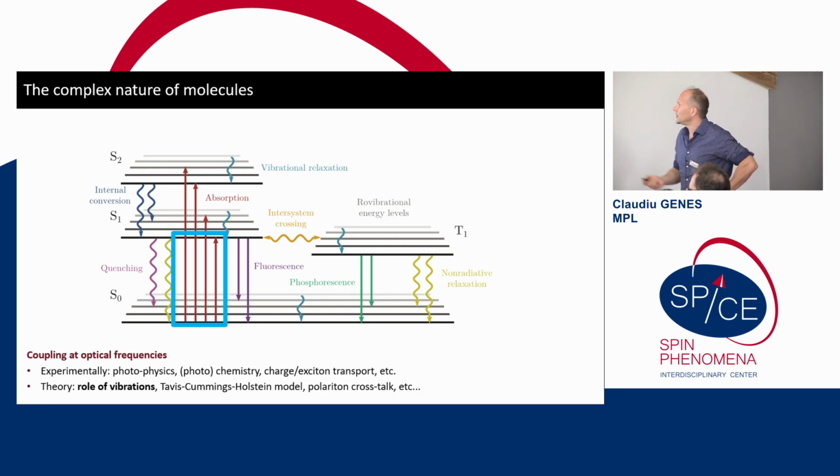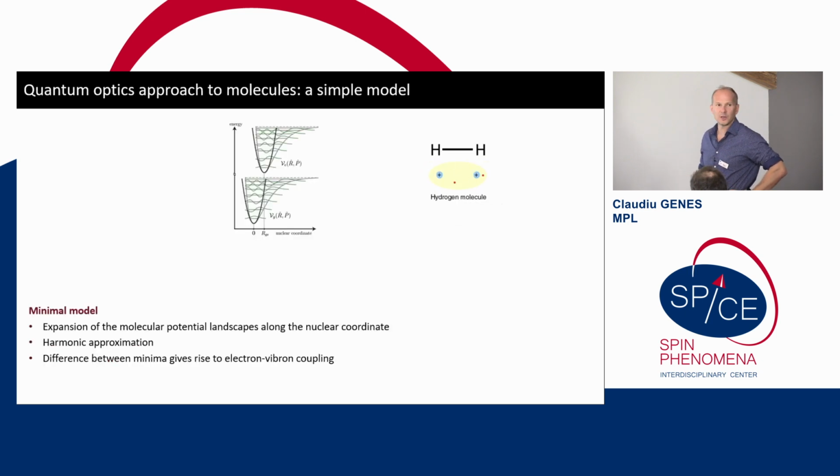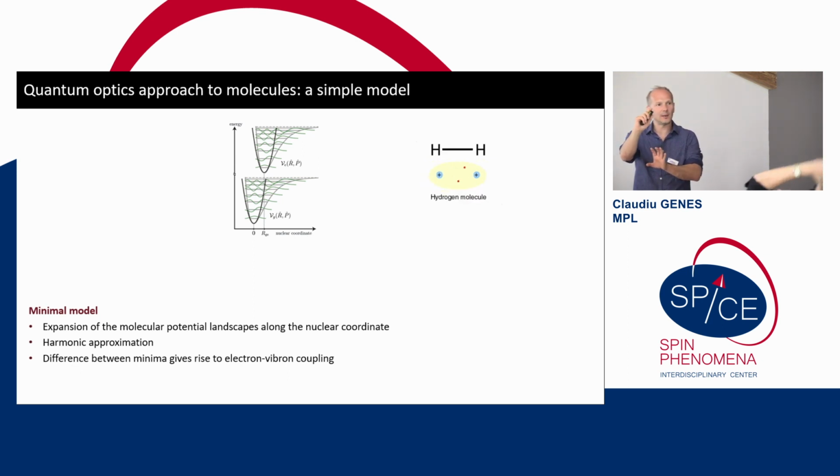Good. So now let me very quickly show you how we build a model for this. Imagine again the simplest kind of molecule, a hydrogen molecule, and you can plot the potential landscape for the ground and the excited state along a nuclear coordinate, which is simply the relative separation of the two nuclei. If you expand the molecular potential landscapes along this nuclear coordinate in a harmonic approximation, you look at the difference between the two electronic landscapes, and you see that there's a difference in the minimum.